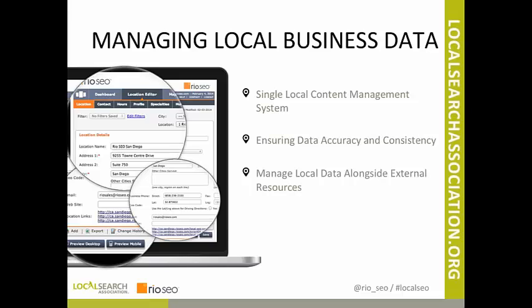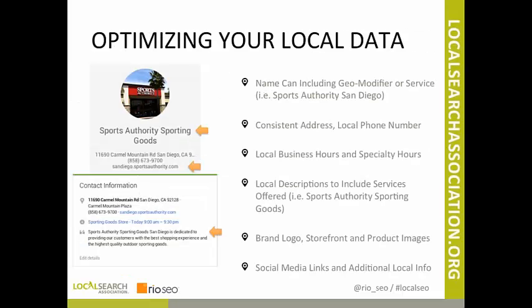By having the single environment and the single content management system, you're going to be ensuring that your data is accurate and consistent. So you've got to start in one environment, and that one environment will allow you to be accurate and consistent as you syndicate your content across the web. And then you want to be able to manage that local data alongside external resources, so making sure the data you have in your CMS is easily distributed off to external resources, maps, mobile applications, anywhere where your local businesses can reside on the web. So we'll go to the next slide here.